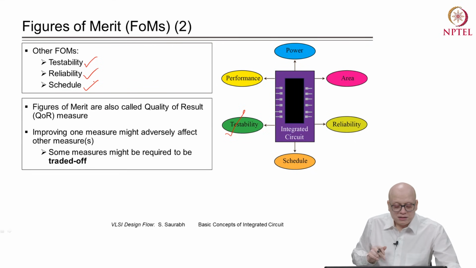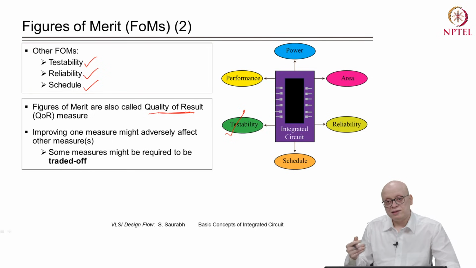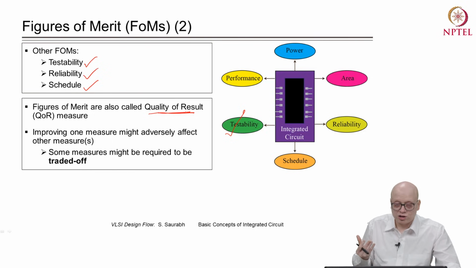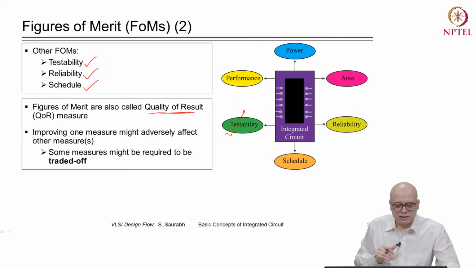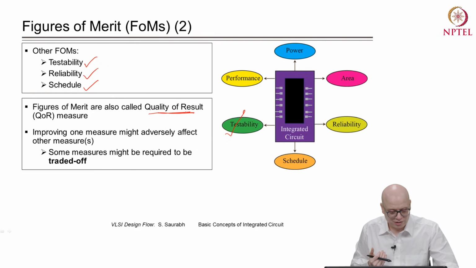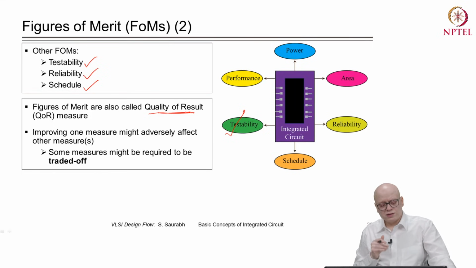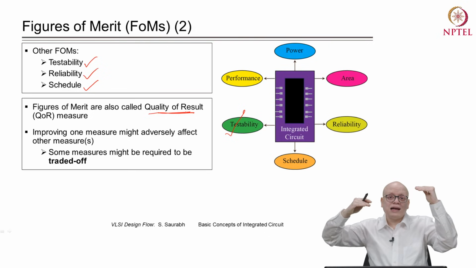These figures of merit are also known as quality of results, especially when they are obtained using EDA tools and we get a measure of the performance, power, area and other metrics. An important characteristic of these figures of merit, or quality of results, is that when we improve one of these characteristics, the other measures can come down.